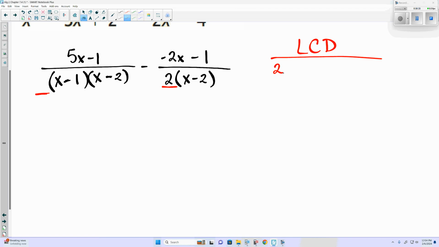Now we can look at our sets of parentheses, these expressions. One on the left has an x minus 1. The one on the right does not. And since it's only listed once in any of these here, we just have it once. Now we can look at the other expression, which is an x minus 2. We have it once in the one on the left, once in the one on the right. So we only need it once.